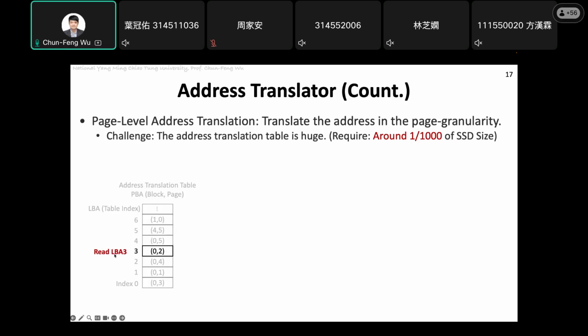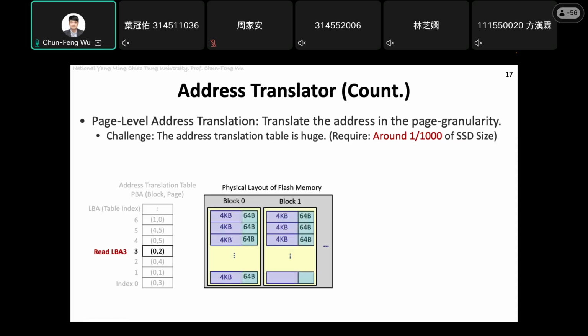Because LBN is just for the user, but we don't really know the true address on the SSD flash chips. So we say LBN 3 now, we can get block 0 and patch 2, right? So here is the true location for the data. And usually in the housekeeping area, we will say, hey, this is LBN 3, so it is easier for the controller to do the reverse mapping. So this is also one thing for the housekeeping area.